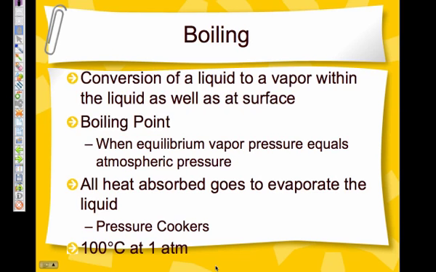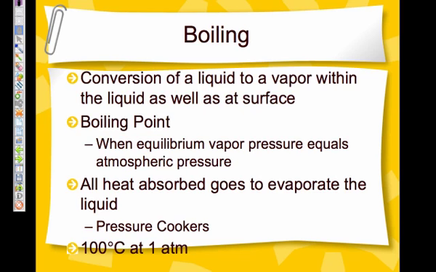So boiling occurs when we have the conversion of a liquid to a vapor within the liquid as well as at its surface, like we talked about yesterday. That's the difference between evaporation and boiling. Evaporation is vaporization that occurs at the surface of the liquid, and boiling occurs either at the bottom or in the middle of the liquid. It changes to a gas and then bubbles out. So the boiling point is when the equilibrium vapor pressure equals the atmospheric pressure.